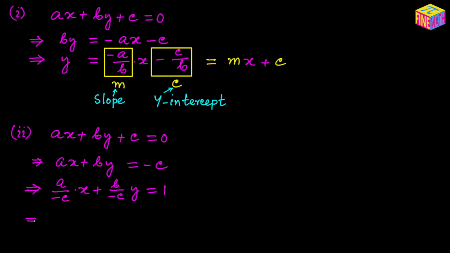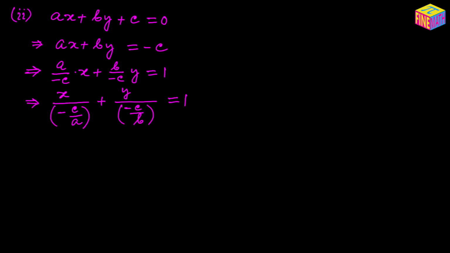So from here what I am going to do is write this as x over (−c/a). Can we write it like that? So x/(−c/a) + y/(−c/b) = 1, and that is the intercept form. So in the intercept form we have x over (−c/a), that is the x-intercept, and then plus y over (−c/b), that is the y-intercept.